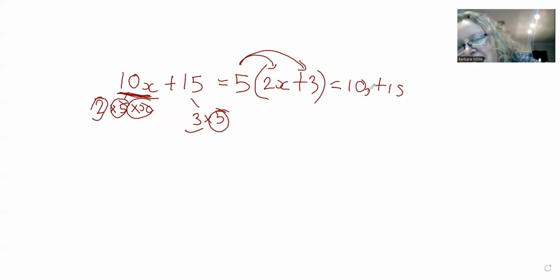And then x plus 15. So I went from this, put it back into brackets, took it back out again. They're the same thing. They equal the same thing. I can prove they equal the same thing.